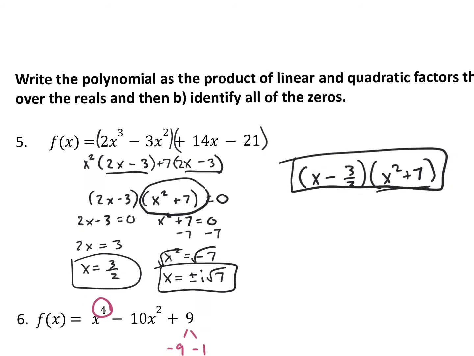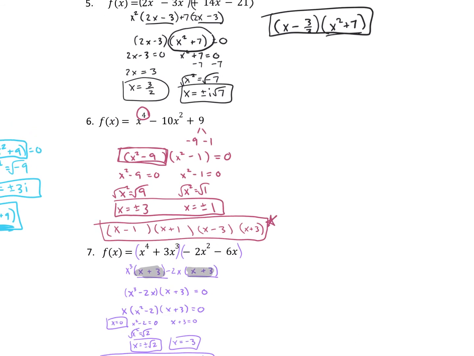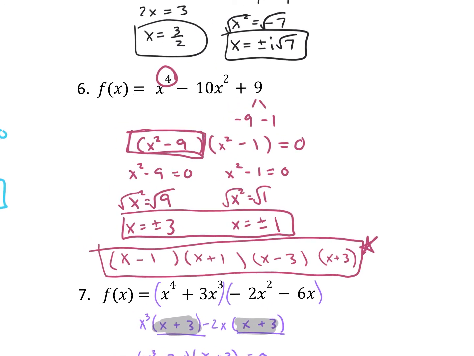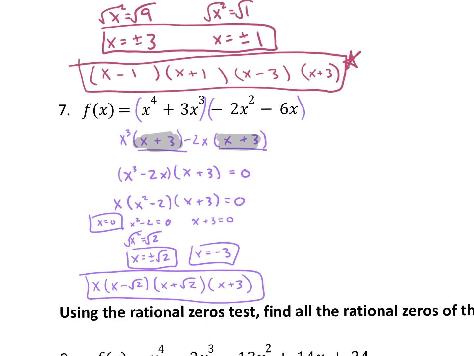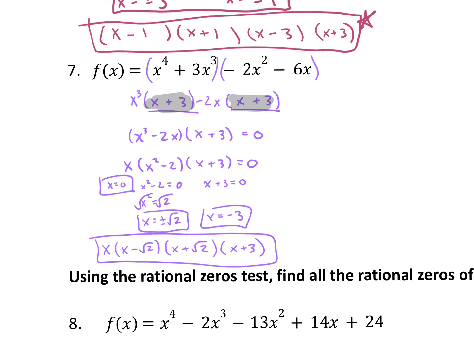Is that going to be the same? Yes. Looking at the answers for 6 and 7, here's 6. So I just left it here with all the numbers. So I had x is equal to 3, negative 3, positive 1, negative 1. So it's just x minus 1, x plus 1, x minus 3, x plus 3. For this one, same thing. I didn't have any i's in my answer, so I just had x, x minus square root 2, x plus square root 2, and x plus 3. Yes?